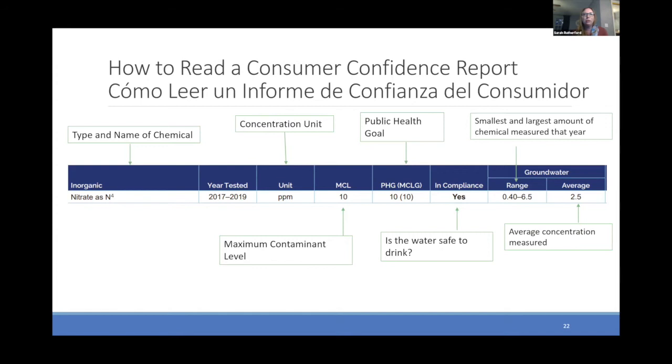Your Consumer Confidence Report should also indicate to you if the drinking water system is in compliance. In this example, the answer is yes. There's also some information about the general data collected. There's usually a range from the smallest to the largest amount of the chemical measured in that exact year. This does not necessarily indicate if your water is safe to drink. There's also an average, which is the average concentration measured in that time period. This also does not tell you precisely if your water is safe to drink.